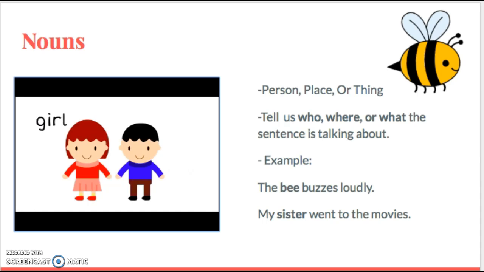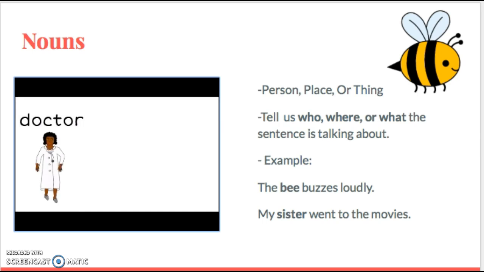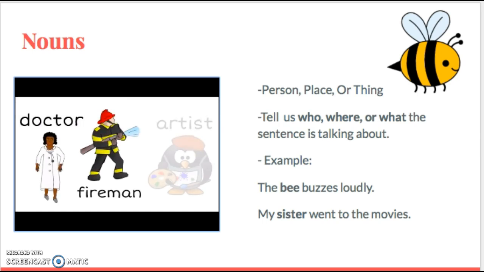Girl and boy are words that name people. Doctor, fireman, and artist are nouns too. This artist is a penguin. Penguin is also a noun.